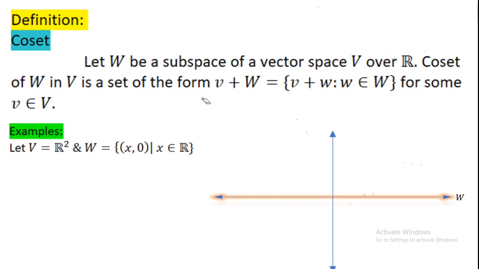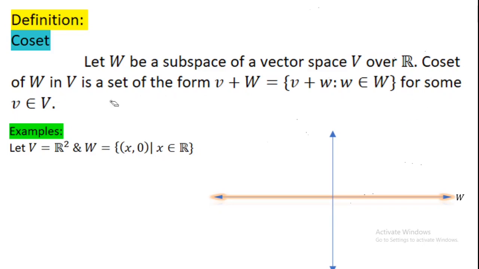So coset of W in V. Remember, when we say coset of W, it means coset of a subspace. In our syllabus, whenever we find a coset, we find a coset of a subspace, right? So coset of W in V. Now what is the meaning of this? I will explain at the end of this definition.